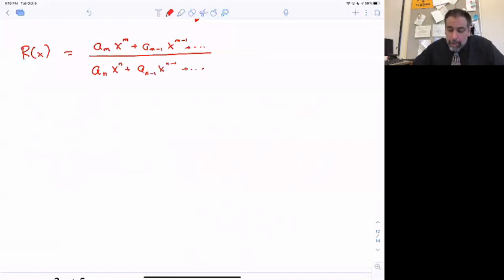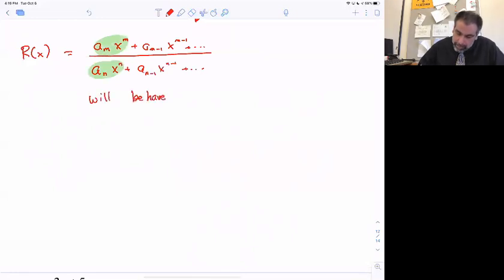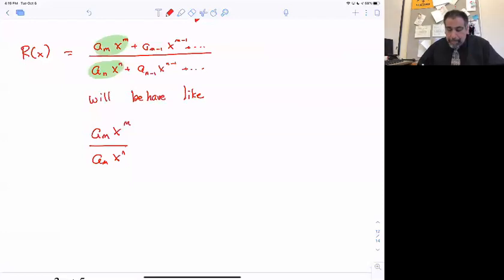All we care about are the significant ones. And the significant ones are going to be the leading ones if we write it in the right order. So these are always going to behave like the coefficient of the leading term with that exponent on the numerator and the coefficient of the exponent on the denominator.